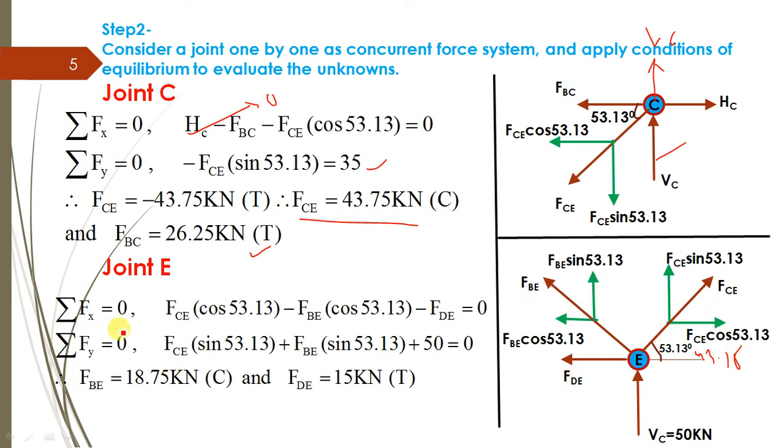मग हा जॉइंट परत सॉल्व करा बाय अप्लाइंग द कंडिशन ऑफ इक्विलिब्रियम. Same summation of f of x is equal to 0, summation of f of y is equal to 0. Substituting these values, what are the known quantities? You will get f of BE and f of DE is now known to us. Okay, now two joints are over. Now how many members are known to us? 4 members are known to us.